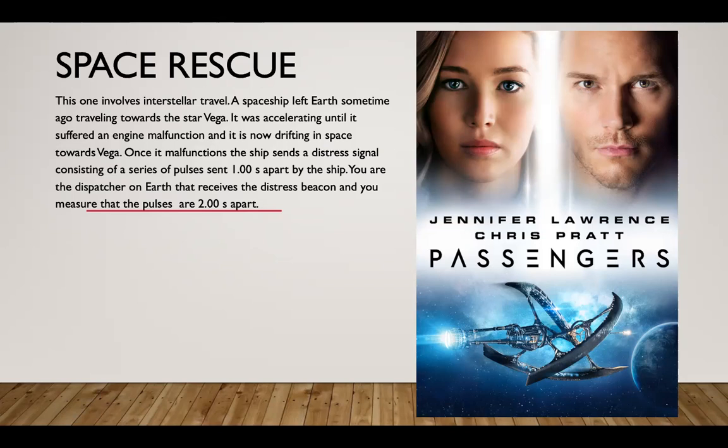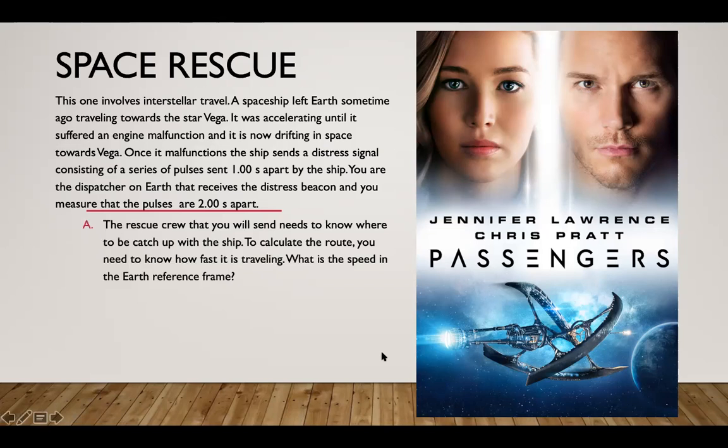So there's two parts to this question. The first one is that you're the dispatcher, right? And you need to send a rescue crew, and the rescue crew that you will send needs to know where to catch up with the ship. So you need to calculate the route, and you need to know how fast it is traveling so that they can catch up with it and be traveling at the same speed as the spaceship. So the most important parameter would be how fast is the spaceship going in the Earth reference frame.